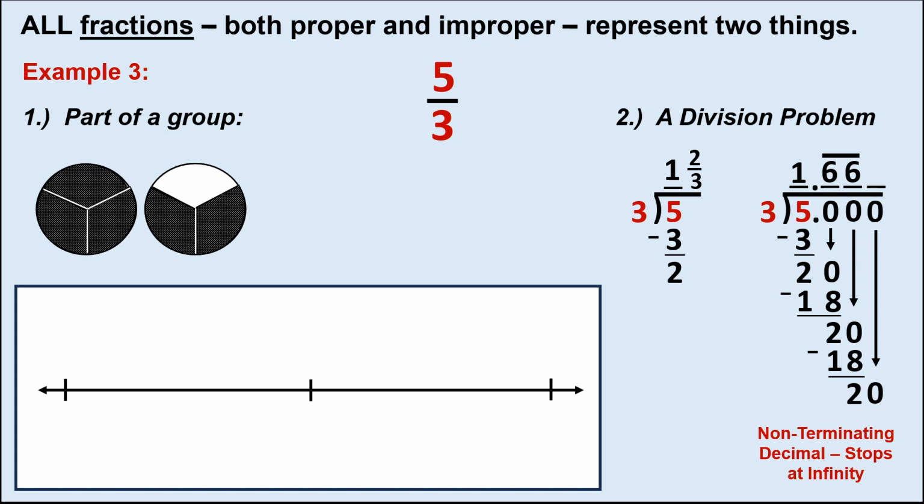Let's plot a quick number line. Add in our whole numbers, 0, 1, 2. The denominator is 3, so we have 3 equal spaces between 0 and 1 and 1 and 2. Add in our proper fractions, beginning with 0/3.